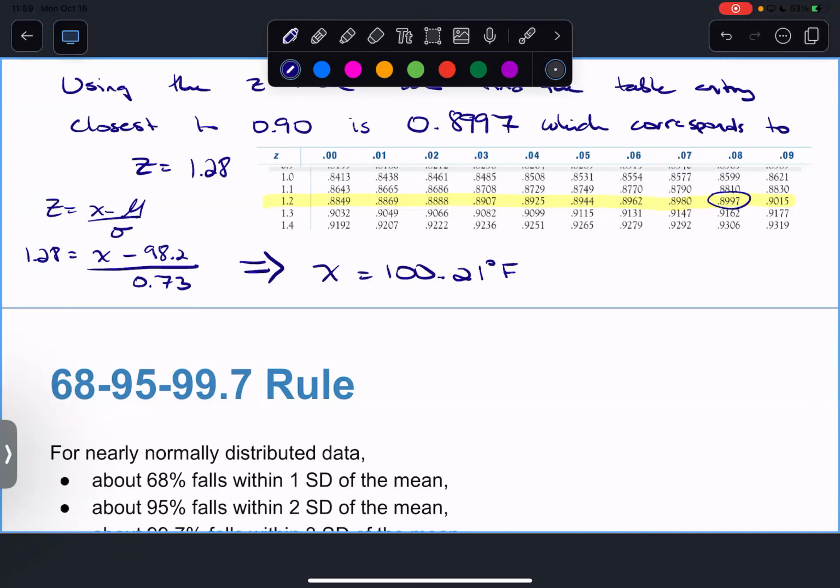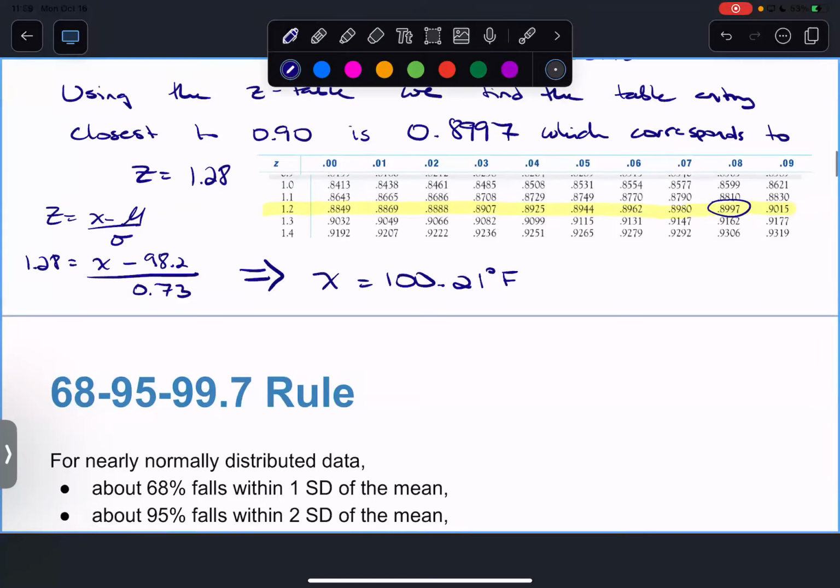So any temperature over 100.21 degrees Fahrenheit is in the top 10%, right? Or the 90th percentile, if you want to go back to percentiles, right? Okay.